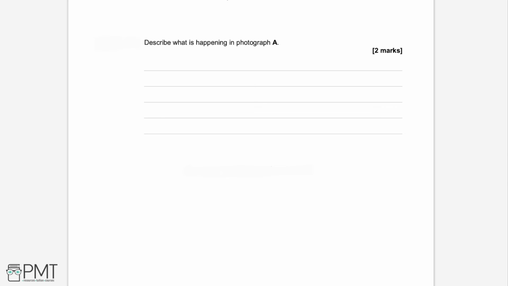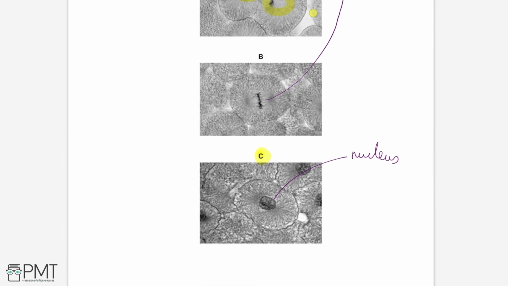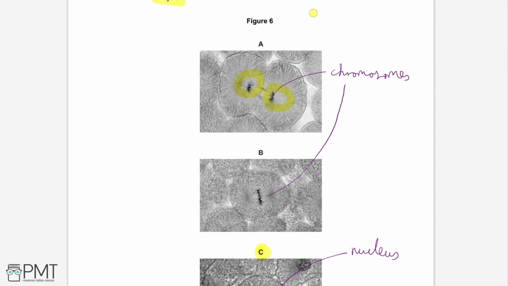Describe what is happening in photograph A. Now, it's a 2-mark describe question, so we have to give 2 points about what we can see is going on. If we look back at A, we can see that it seems like 2 cells are separating.